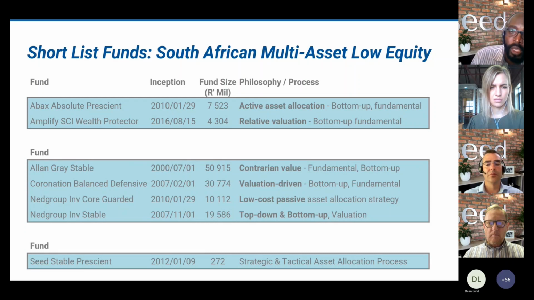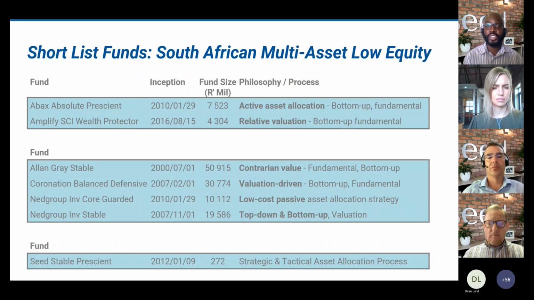If I just focus a little bit on that philosophy and process, you can see the ABACs. I think what we can say about a lot of South African managers is they all have some sort of valuation bias to their processes, but then there are different elements which I've put in there that they look at that kind of differentiate the way that they do things. So Apex really great at that active asset allocation, and Amplify similarly active asset allocation using derivatives within their portfolios, using quite a large tool set to build their portfolios.